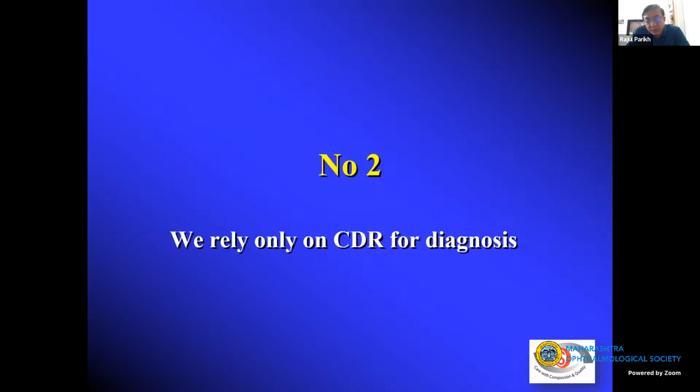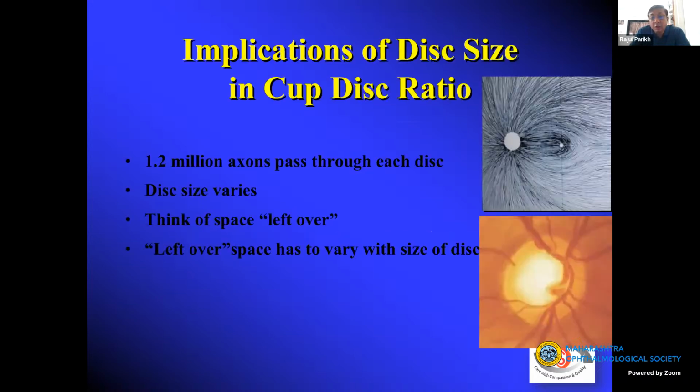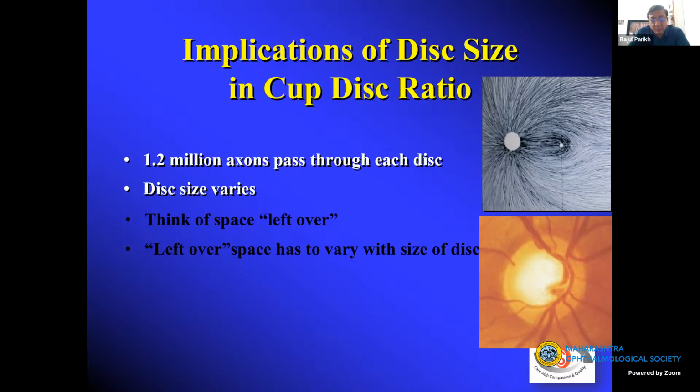The second: lots of people rely only on the cup disc ratio for the diagnosis of glaucoma, and that's one of the biggest mistakes. We know that the cup disc ratio basically is the leftover space. Now, if you look at the scleral canal, the size varies. The number of fibers is more or less the same, approximately 1.2 million axons pass through the disc. Now, disc size varies. It can be a small disc, small canal, or a large canal, and the leftover space, beyond the axons, is the cup, and that gives the cup disc ratio.